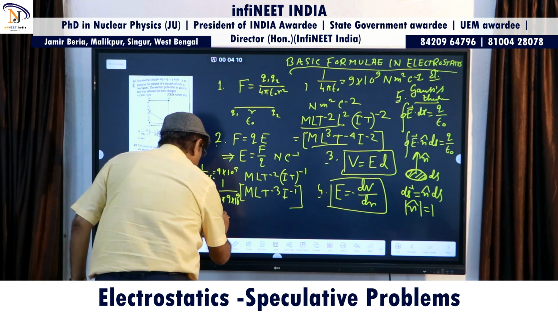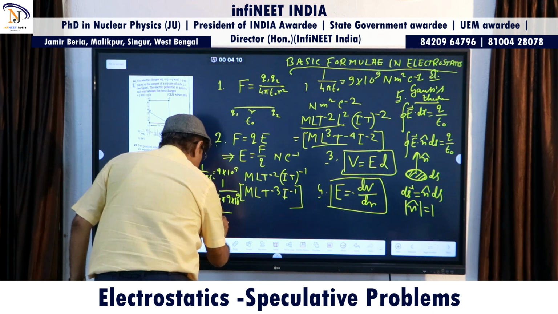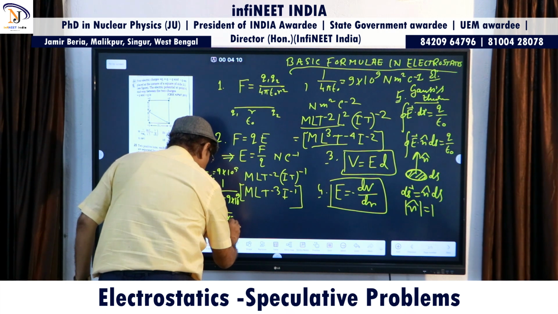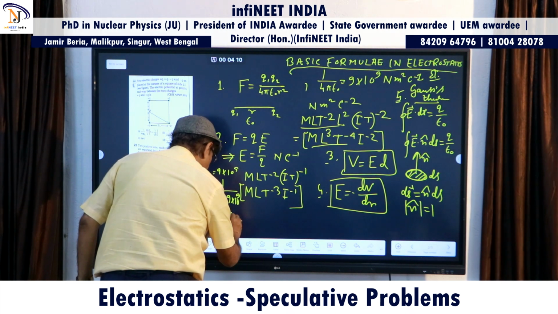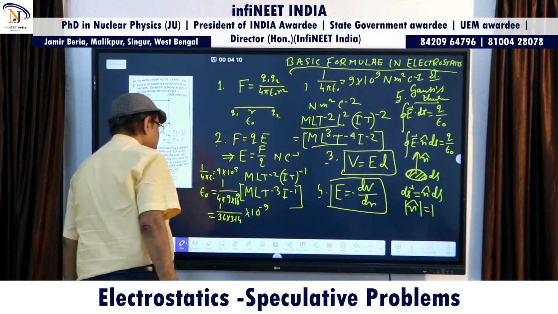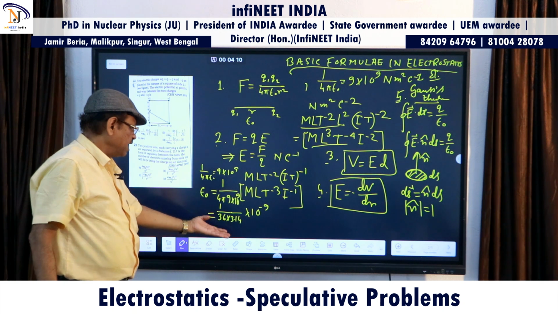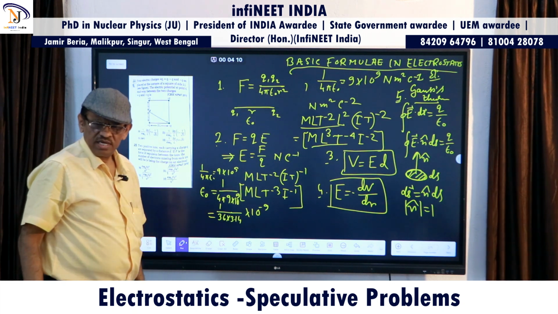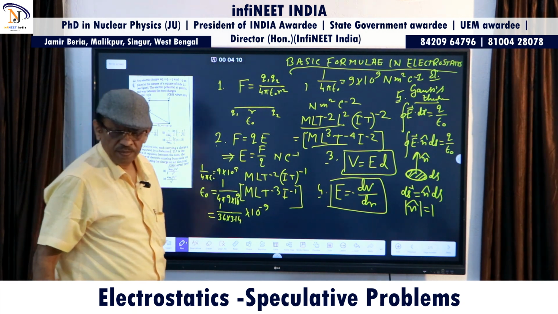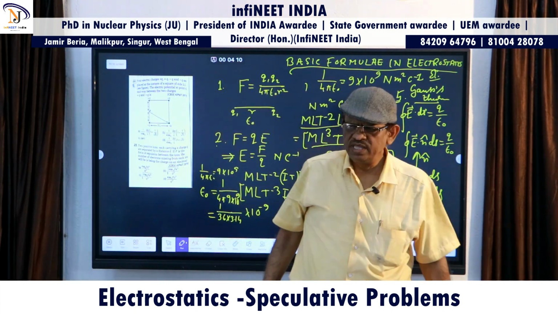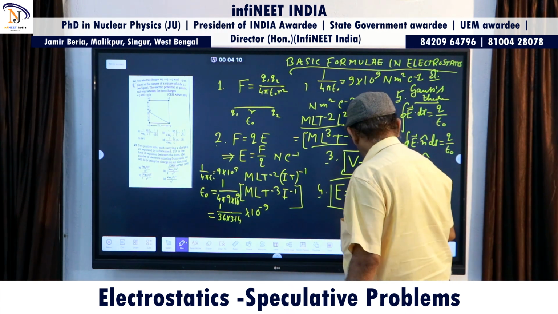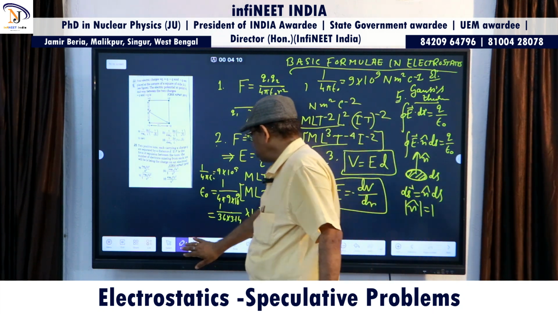So what will be the value? 4 into 9 is 36 into 3.14, into 10 to the power minus 9. Very easy. If you divide it, you will find 8 point something. Then this is the value. You can calculate it. Now I will wipe out this portion. Should I wipe out this?